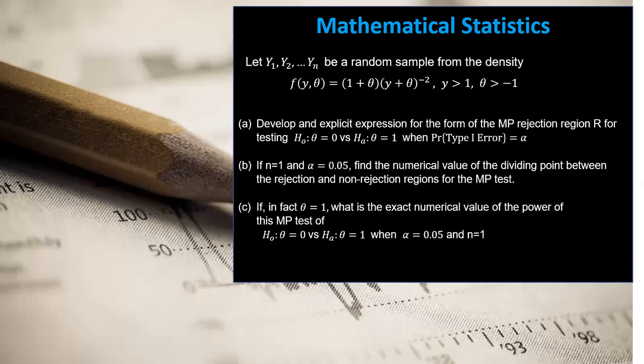So in this video, we continue working on hypothesis testing. Today we're going to take a look at a different PDF, and we want to find the most powerful test rejection region and the power value for this most powerful test. Okay, so let's go ahead and start. Let me go to the whiteboard and start solving this problem.